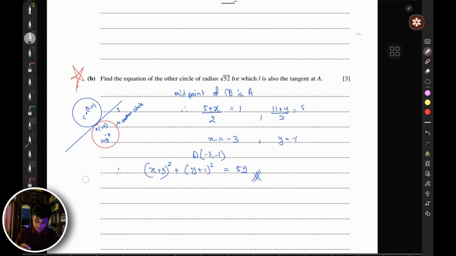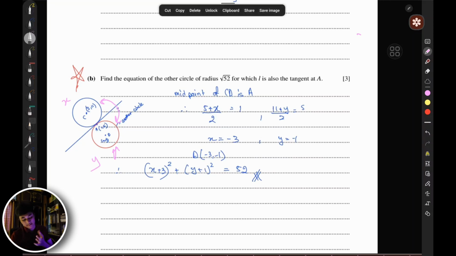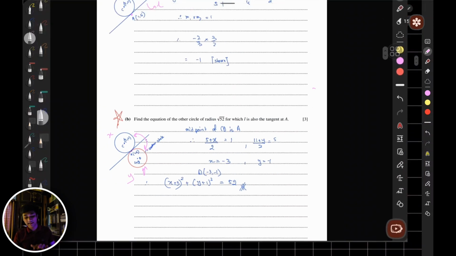So there is another circle, this one, which is tangent to line L as well, but at the exact same coordinate A. So therefore, it has to be a reflection of our initial circle, right? Let's call this circle X and let's call this circle Y. So circle Y is the direct reflection of circle X.